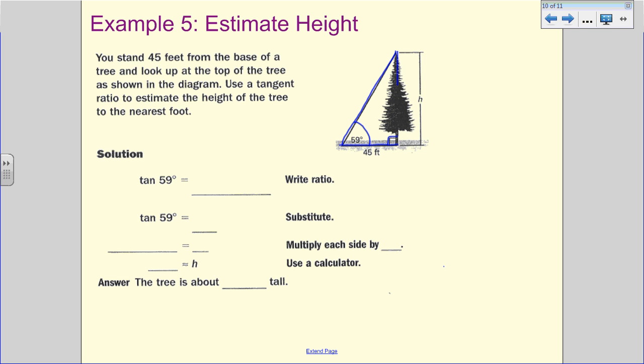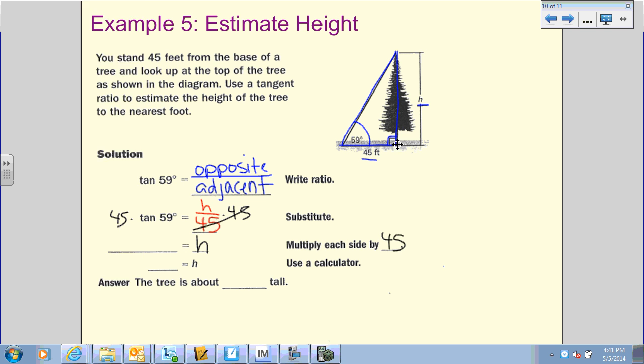I'm going to determine how tall is that tree. What is this leg here? I have the leg of 45 feet. I'm trying to find the leg that's the height. So I know the tangent of 59 degrees is opposite over adjacent. So I'm taking the opposite leg over the adjacent leg. All right, so then we're going to substitute what I know. The opposite is this h that I'm trying to find, and the adjacent is 45. So now what I can do to solve this is I'm just multiplying each side by 45. This will leave me with h.